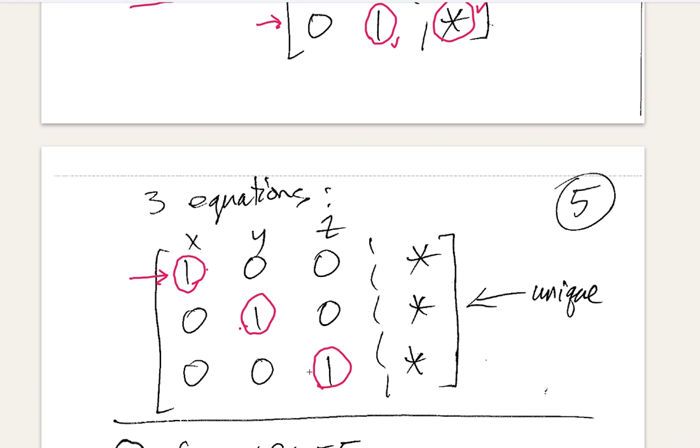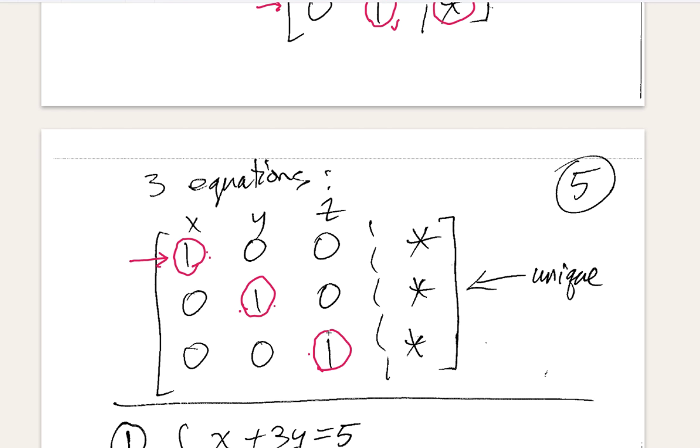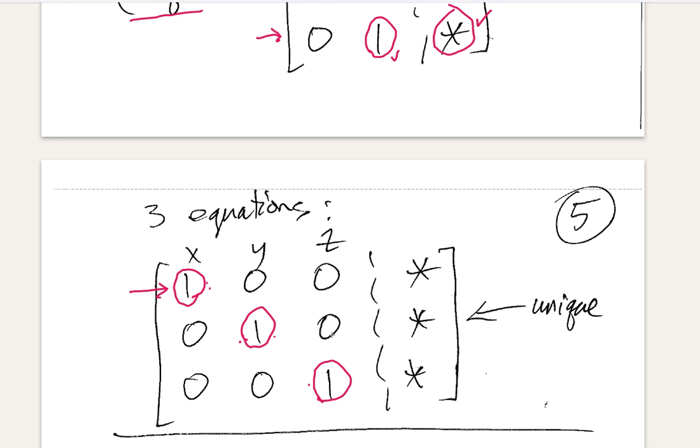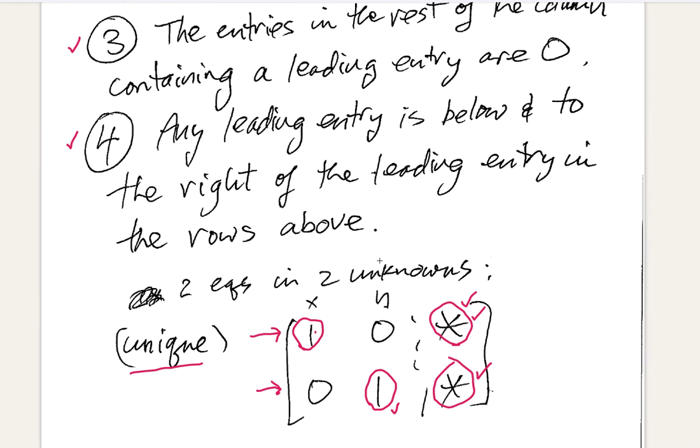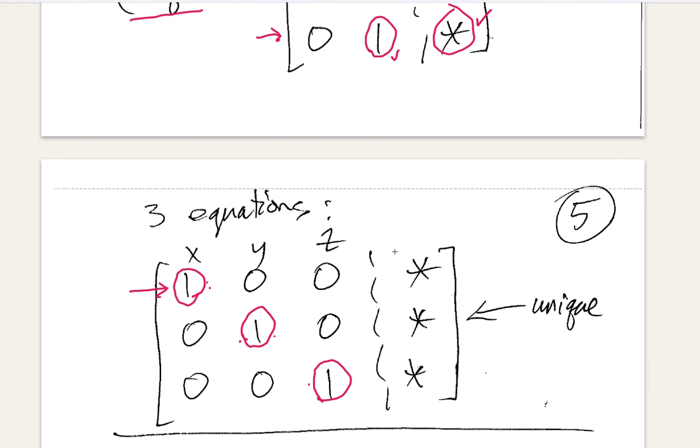Likewise, this is the leading entry in the third row. It better be to the right of the leading entry in the second row, which of course makes it what? To the right of the leading entry in the first row. Therefore, this is in what? Row reduced echelon form. All four of these are satisfied. The first one vacuously.